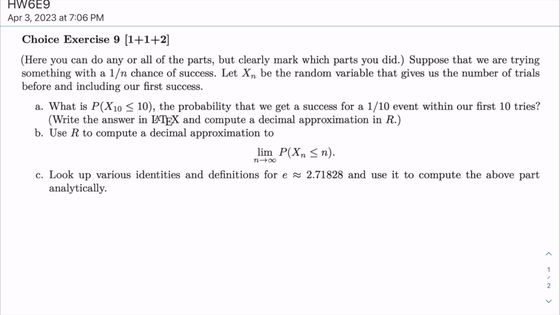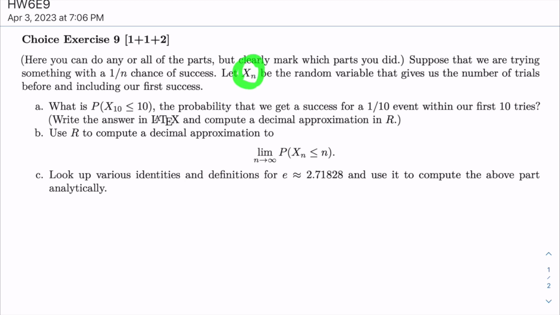So one of the most popularly requested problems is homework 6, exercise 9. And here's what we're doing. We're trying to do something with a 1 over n chance of success. Basically, we're going to look at, if you have a 1 over n chance of success, how likely is it that you need n or fewer chances to succeed, or alternately, that you need more than n tries.